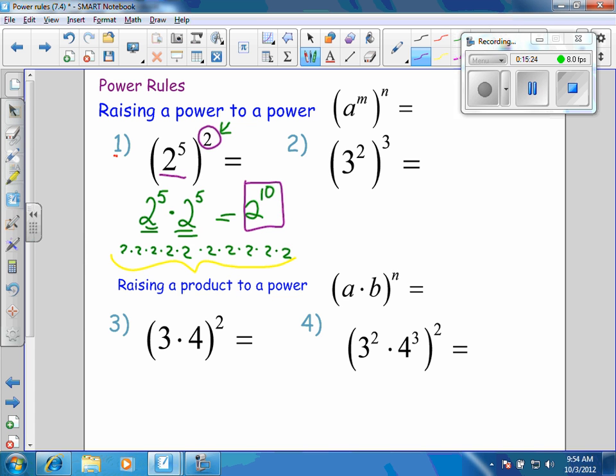Yeah, so let's look at problem 2. Did you hear his question? If there's 3 sets? So problem 2 says there's 3 sets of 3 to the second. So this is 3 to the second times 3 to the second times 3 to the second. And so that's 3 to the 6th power.